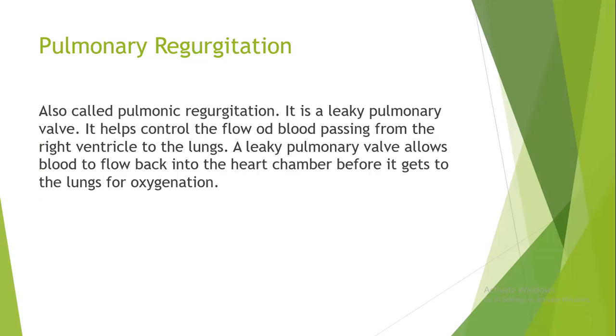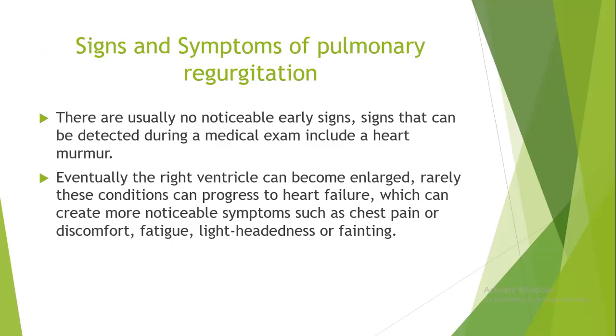Pulmonary regurgitation is also called pulmonic regurgitation. It is a leaky pulmonary valve. The valve helps control the flow of blood passing from the right ventricle to the lungs. A leaky pulmonary valve allows blood to flow back into the heart chamber before it gets to the lungs for oxygenation. There are usually no noticeable signs of pulmonary regurgitation.